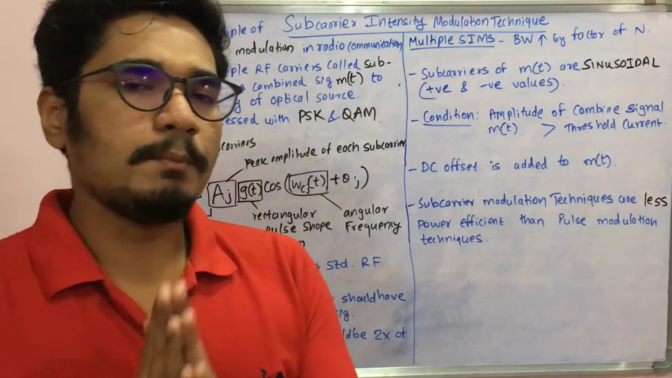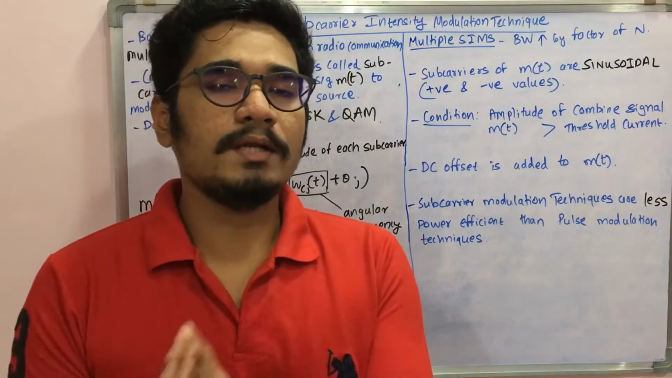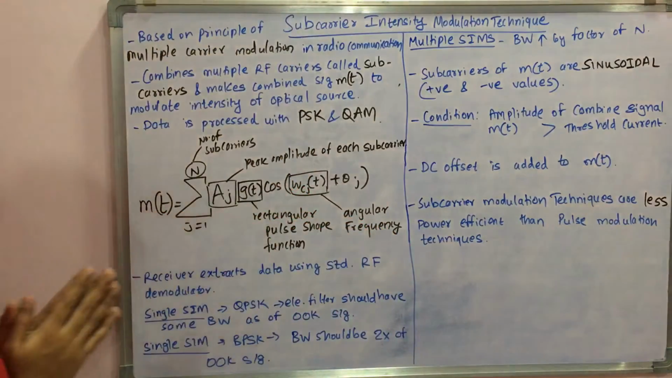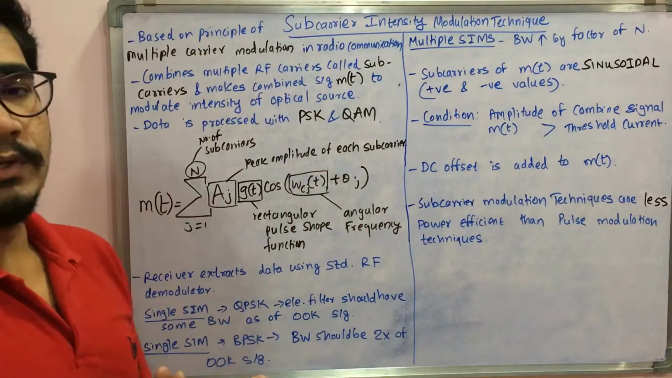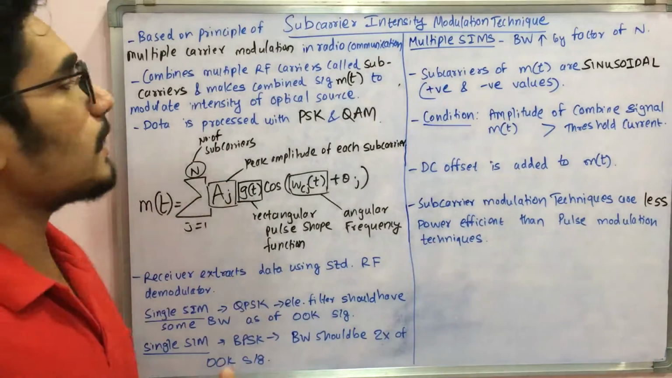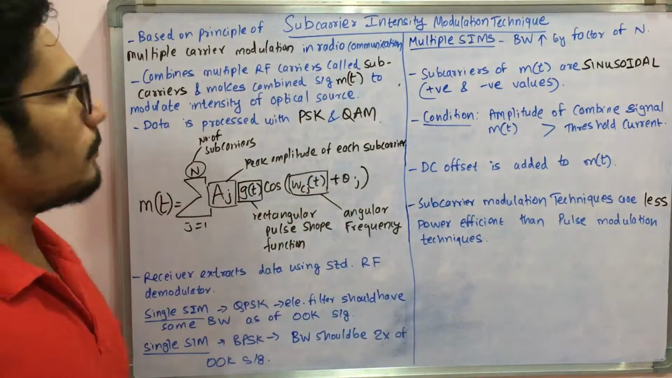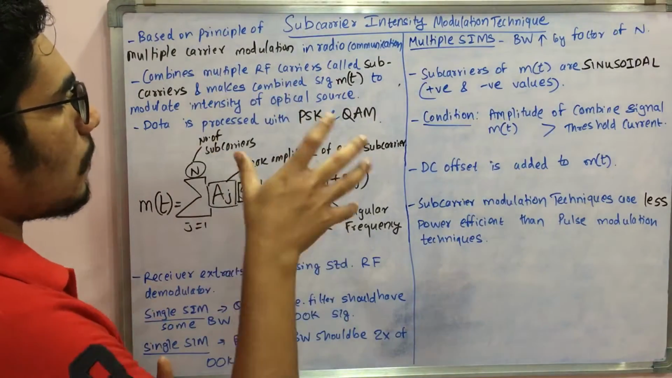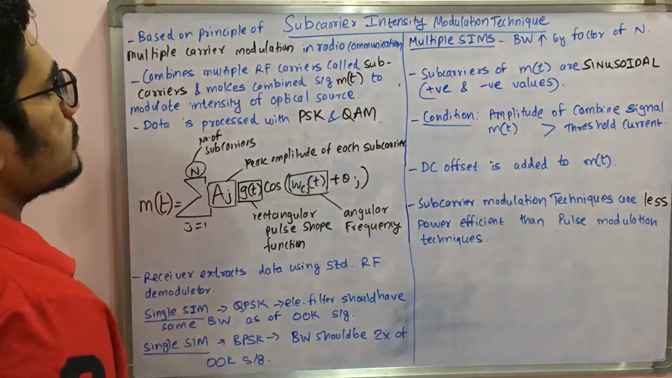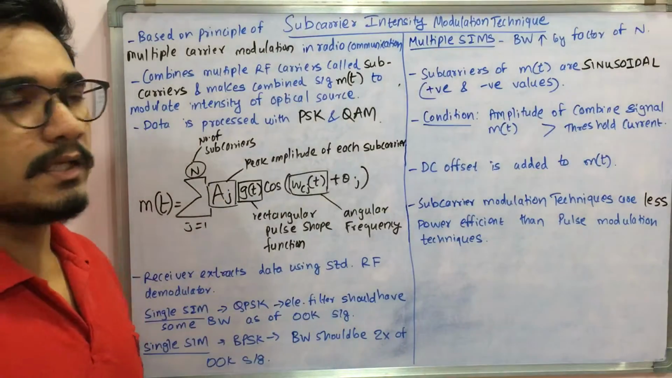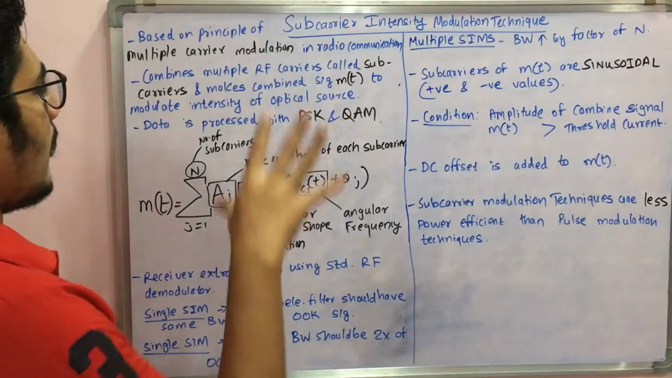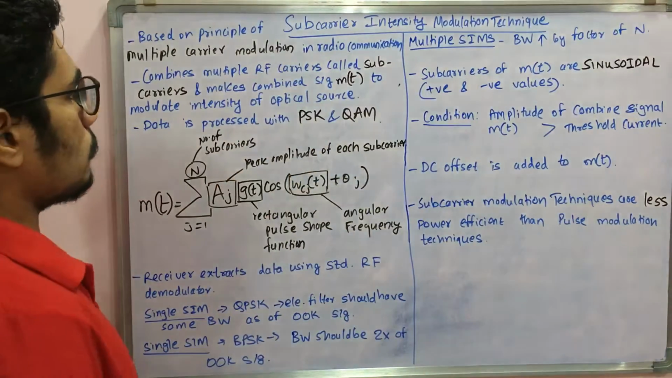So let's get started. With the help of an equation we try to modulate the intensity of that particular carrier. It basically works on the principle of multiple carrier modulation, which is used in radio communication, and it combines multiple radio frequency carriers, called subcarriers, and makes a combined signal called m of t. It's a function of time, and it modulates the intensity of the optical source.